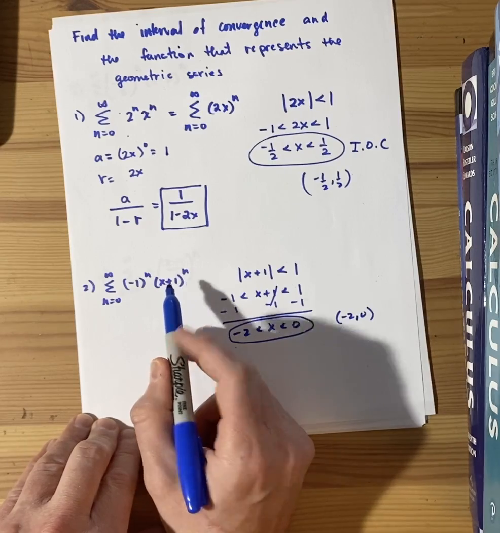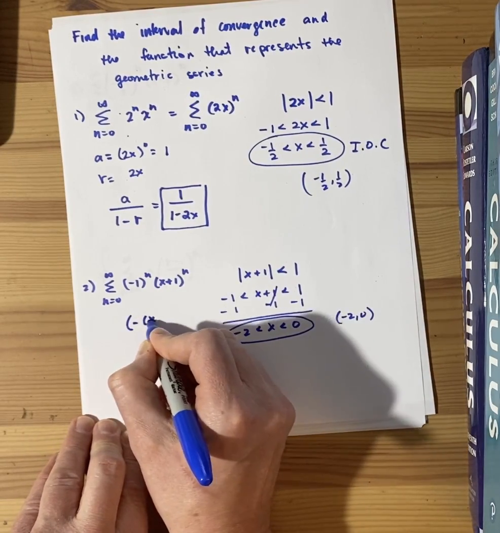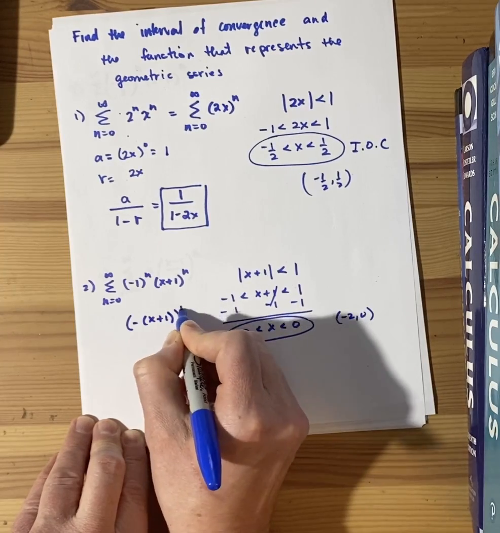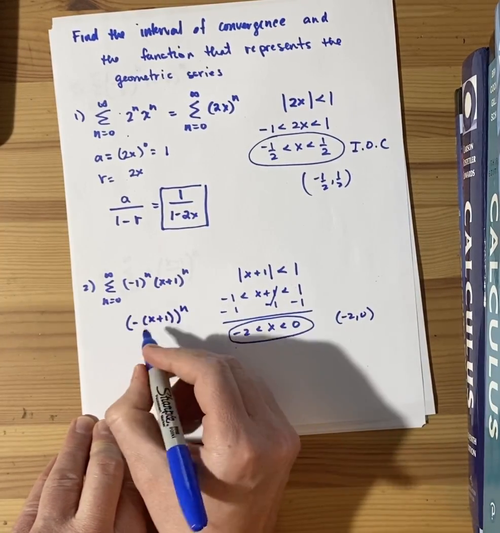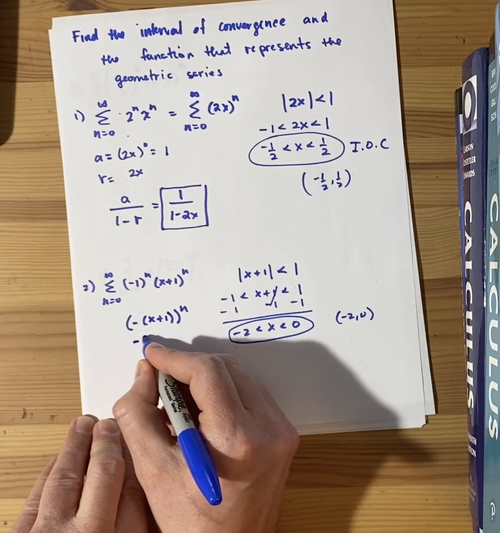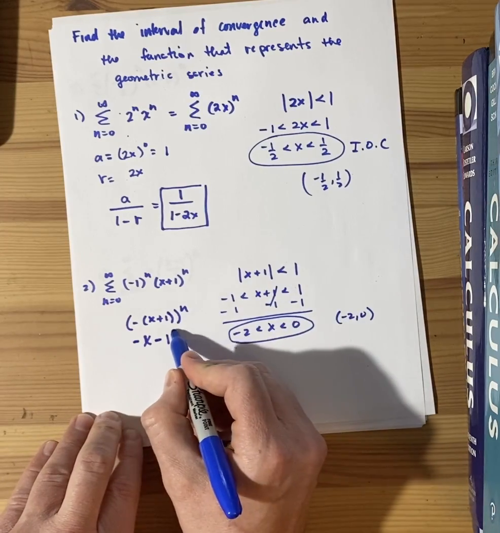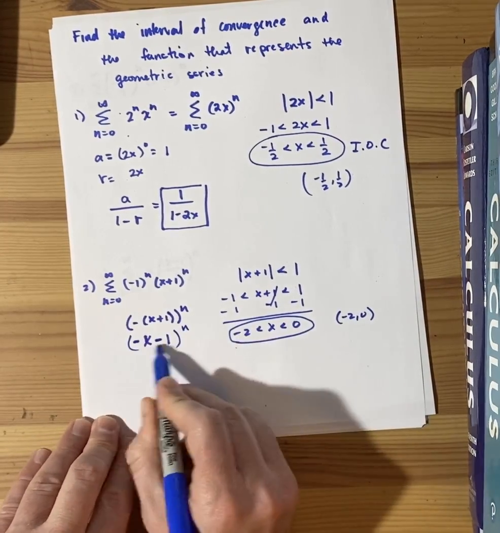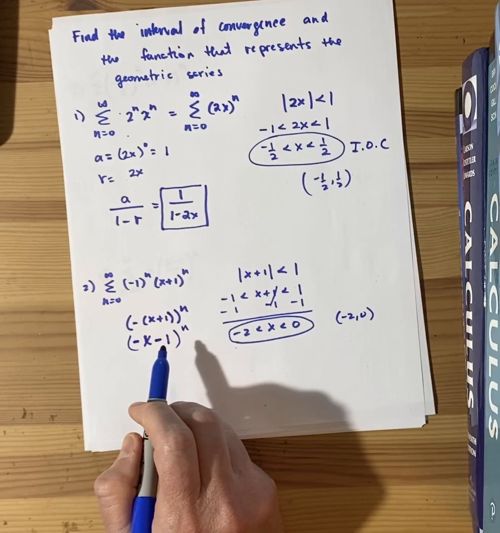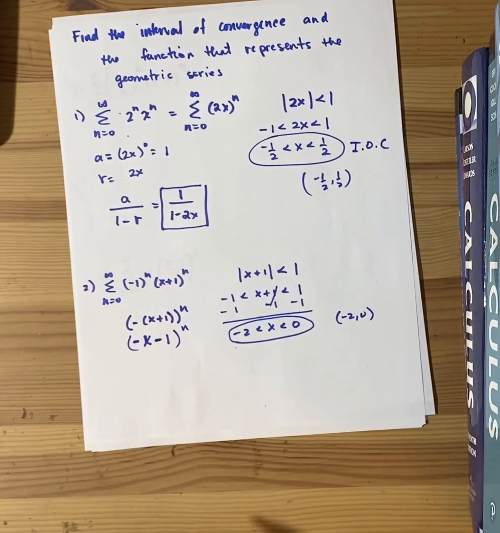One thing that you could do, though, if you want, because they're both to the nth power, we could do negative of x plus 1 to the nth power. And then that way you could rearrange it where you have negative x minus 1 would be your ratio for the geometric series.